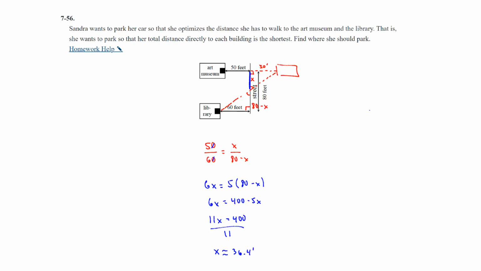So she wants to park so that her total distance directly to each building is the shortest. So we can say that she should park approximately 36.4 feet on the street closest to the art museum.